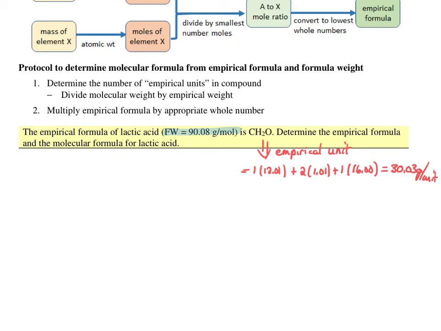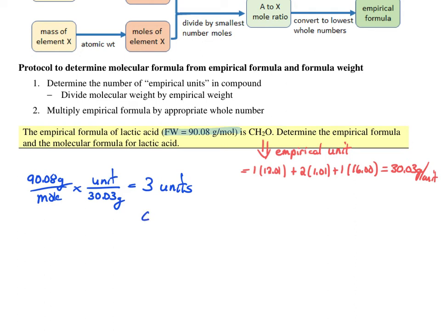So we want to see how many units there are in a molecule. So if we have 90.08 grams per mole, and we know that there are 30.03 grams per unit, in this case it tells us that there's 3 empirical units in each molecule.